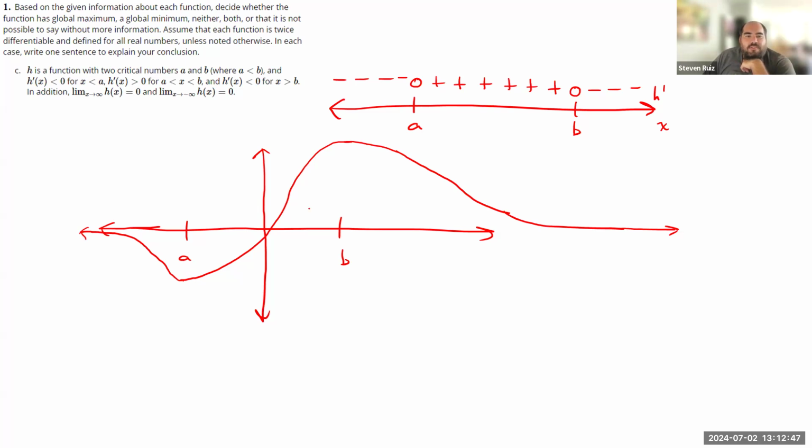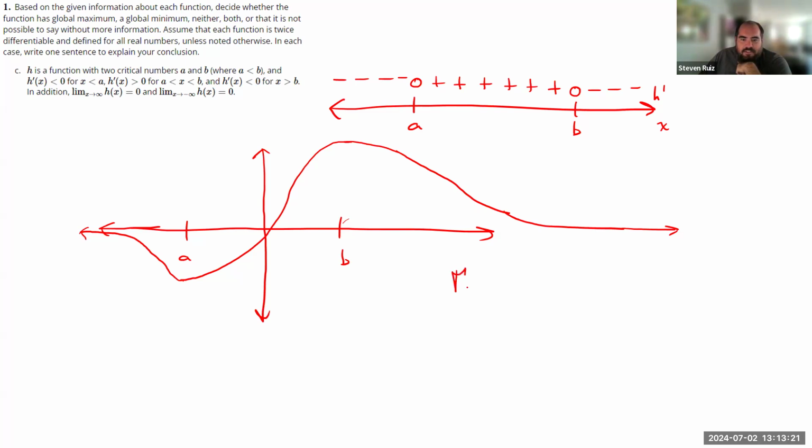So I have two critical numbers. I have a relative minimum at A, relative maximum at B, which my sign chart says I have to have. And I believe if on the left-hand side here we were to come above the x-axis, I would have to come to a peak, and that would have to be a critical number. So I think I have to avoid coming back to the x-axis again. So I think my graph here is good.